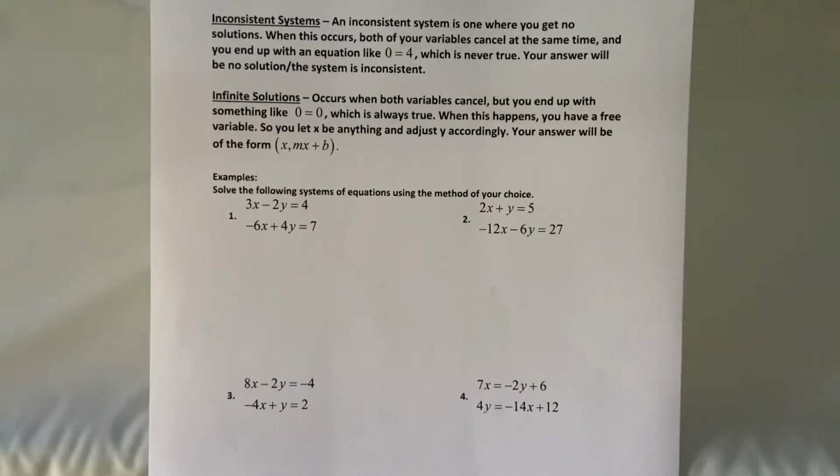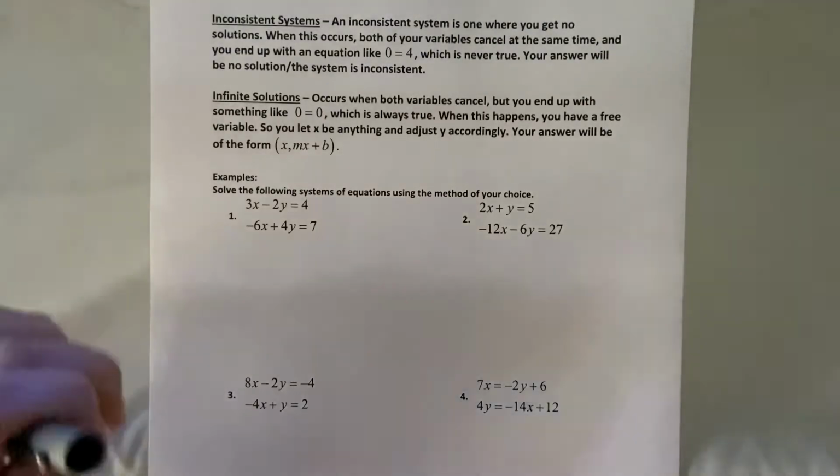Inconsistent systems are when you have no solutions. In both of the situations where we have no solution or infinite solutions, when we're canceling out one variable, the other one will cancel out as well. So inconsistent systems are when you get 0 equals some other number. Infinite solutions are when you have 0 equals 0.